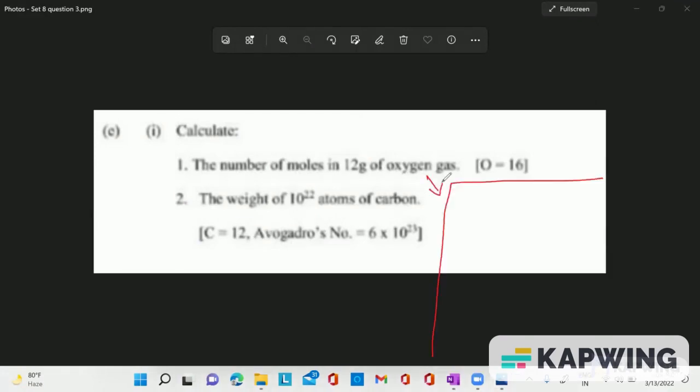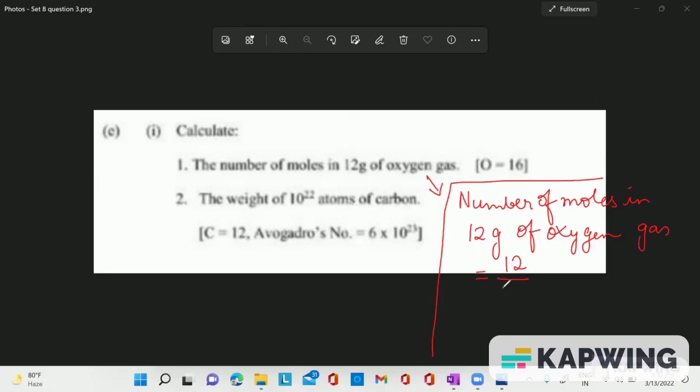So basically, number of moles in 12 gram of oxygen gas will be 12 upon 32, which will be my 0.375 moles. Okay, so this is my answer for the first one. Now let's have a look on the second one.